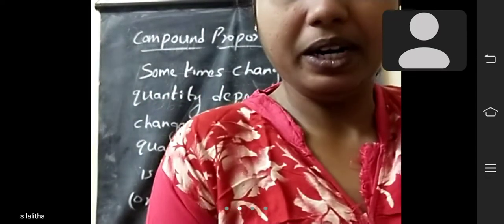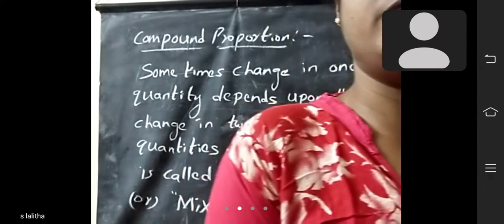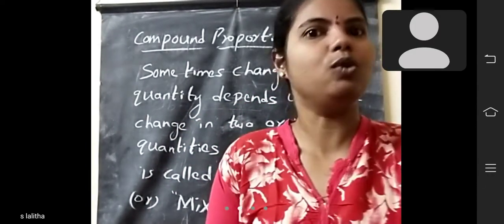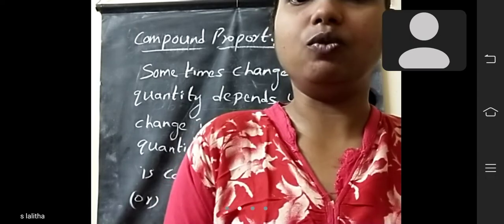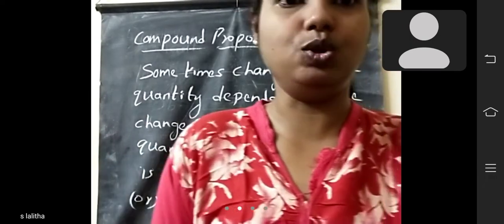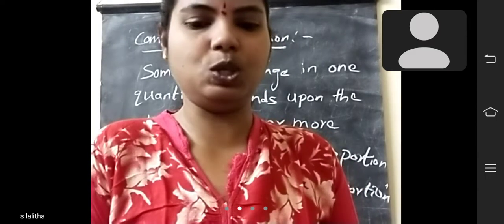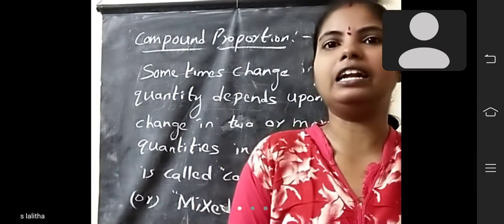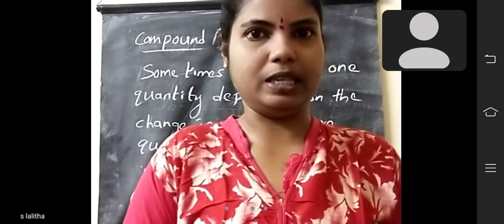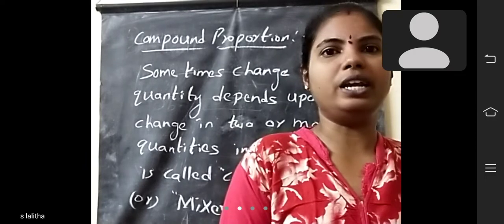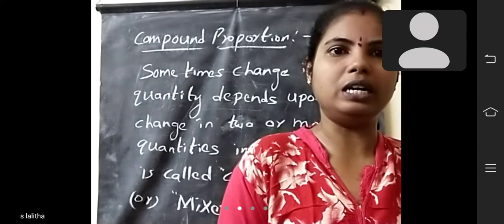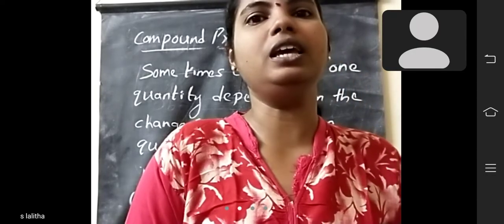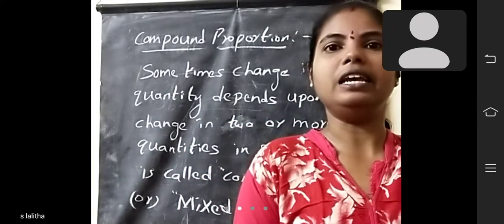So how can we equate the compound ratio? We can equate the ratio of one quantity to the compound ratio of the other two quantities. We are having three cases. First case is one quantity is directly proportional to the other two quantities. Second case is one quantity is inversely proportional to other two quantities. And third case is one quantity is directly proportional to one quantity and in inverse proportion to the other quantity.